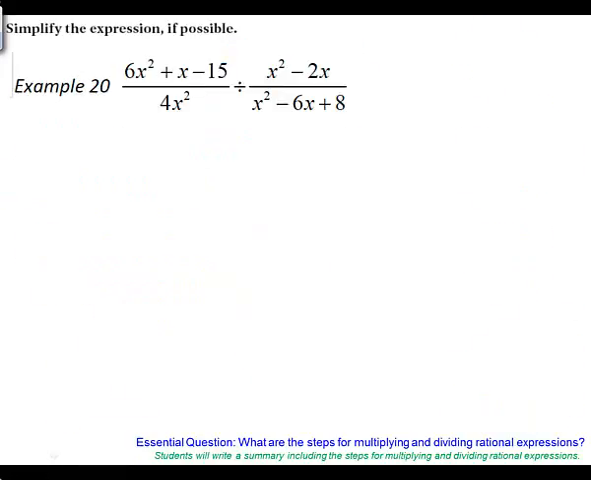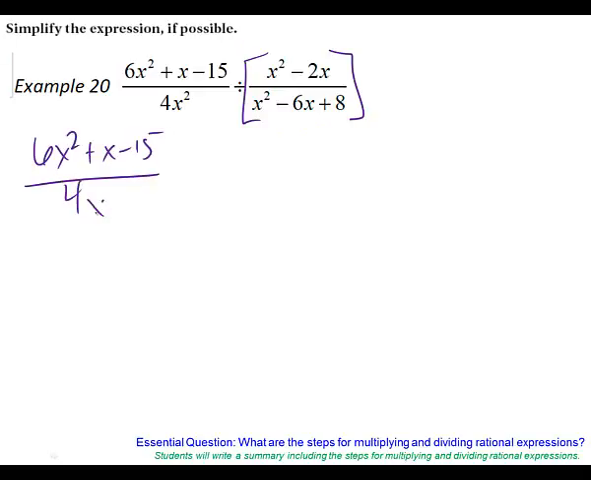Okay, and then we will send you off on your homework, and I will come stamp. All right, what do we need to do with the second part, everybody? Flip it and switch the operation to what? Multiplication. All right, so switching to multiplication, we've got x squared minus 6x plus 8 over x squared minus 2x.